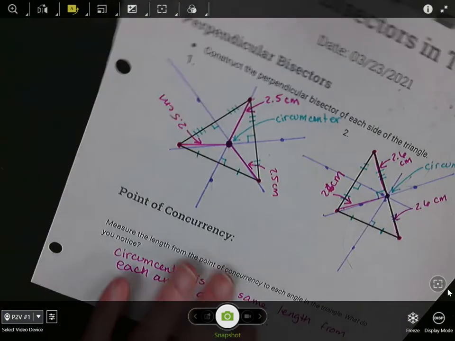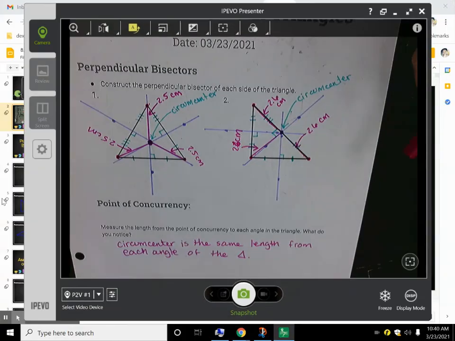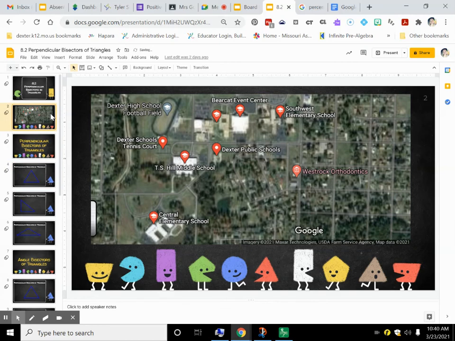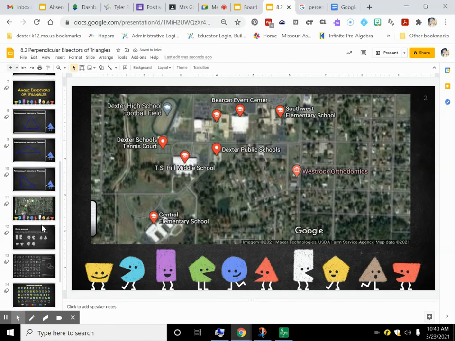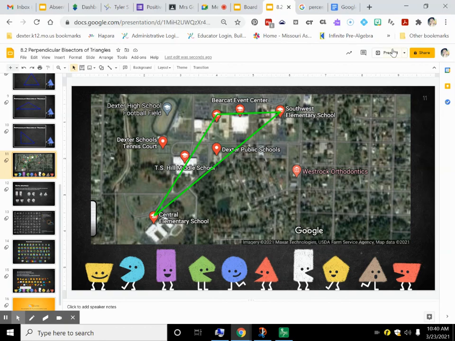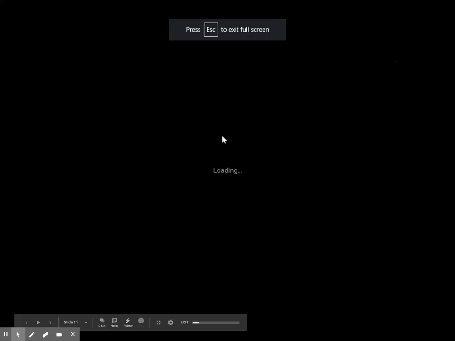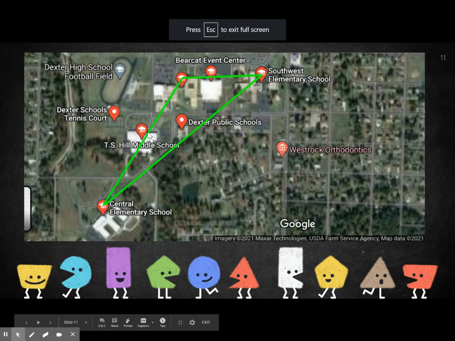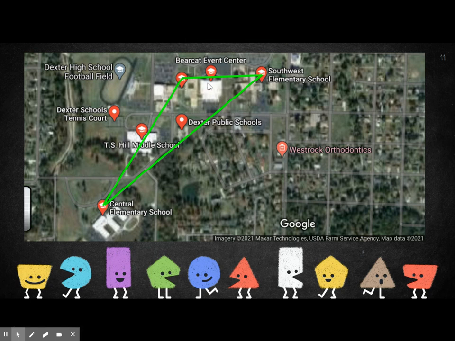On our problem that we were discussing earlier, if you were to connect the high school, Southwest, and Central Elementary like they were a triangle, you can construct the 3 perpendicular bisectors and find out where the circumcenter is, which is going to be right here in this group of houses here. And that's where you would build your storm shelter, is where the circumcenter is.